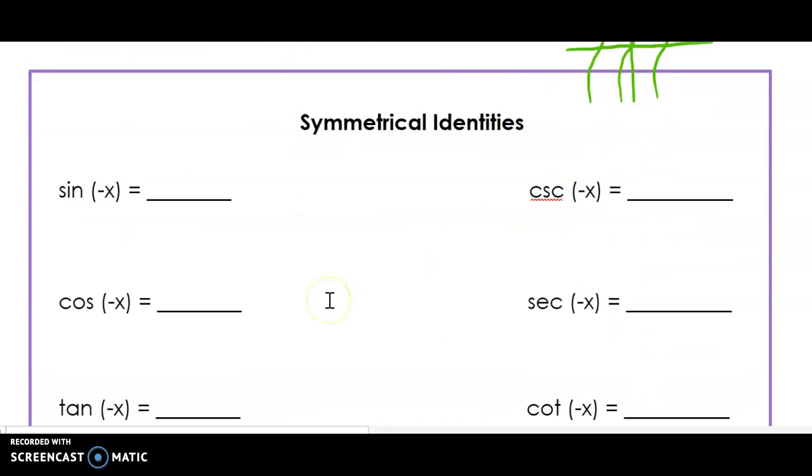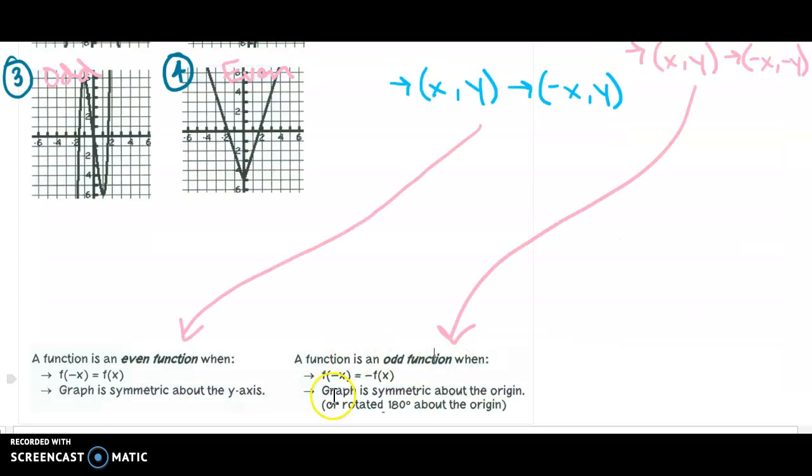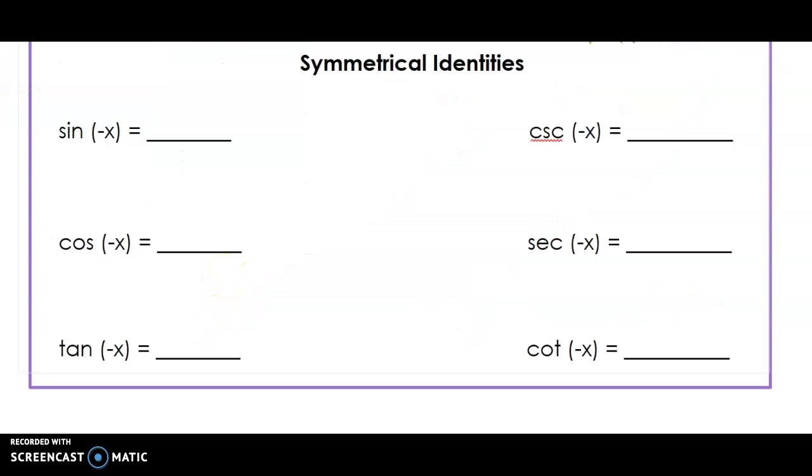Well, we can think about what this means in terms of symmetrical identities. If we're ever facing a problem where we see sine of negative x, based on what we talked about, the fact that sine is an odd function, and we said that if a function is odd, f of negative x, so in this case sine of negative x, is going to equal negative f of x, negative sine of x. And that's going to be one of our identities.